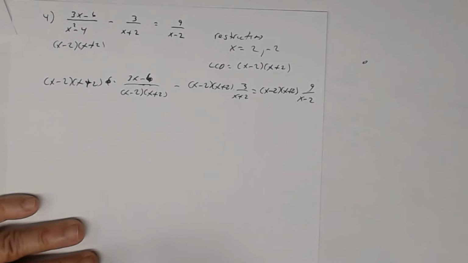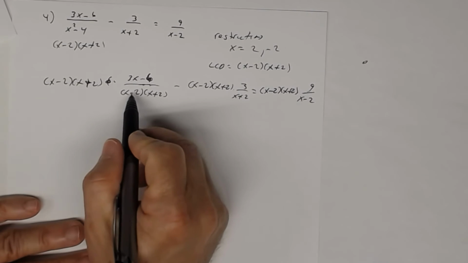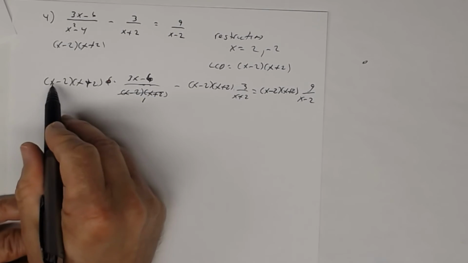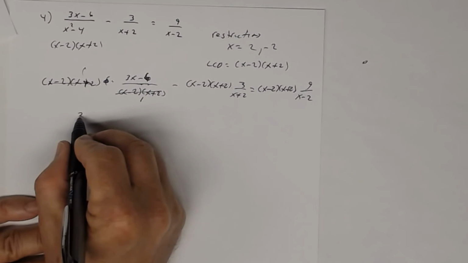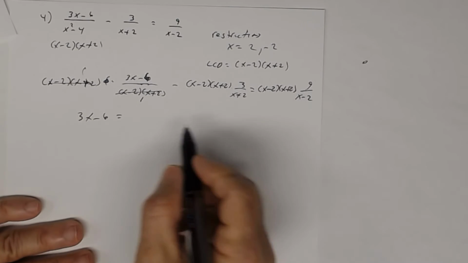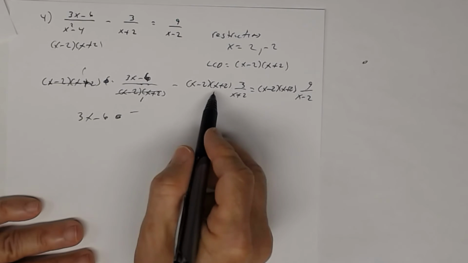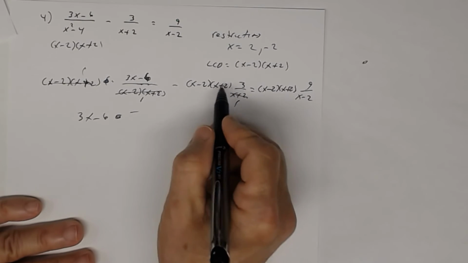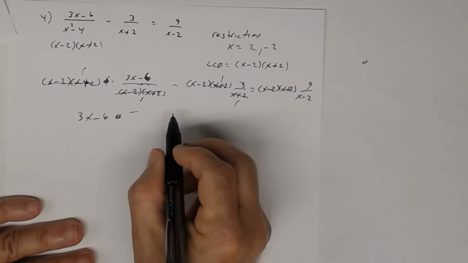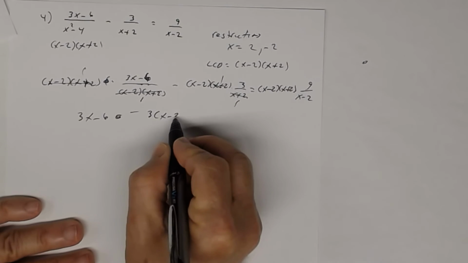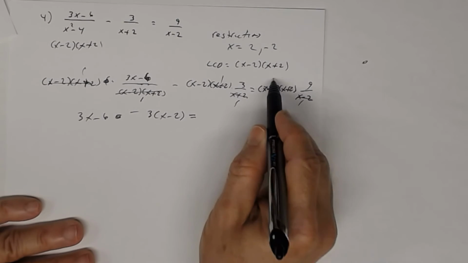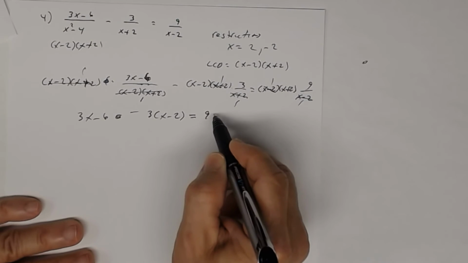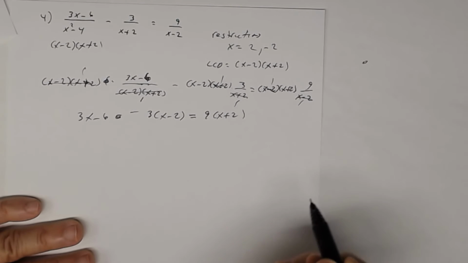Okay, now let's go ahead and reduce. So these two factors in the denominator reduce with these two. So I get 1 times 3x minus 6 is 3x minus 6, subtract. And then the x plus 2's divide out here, so I get 3 times x minus 2 and equals. Over here, the x minus 2's divide out, so I get 9 times x plus 2, right? Okay, so that's where I'm at.